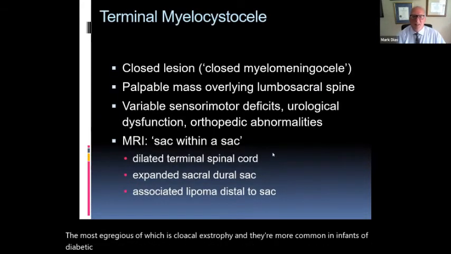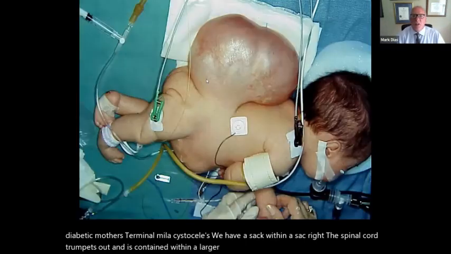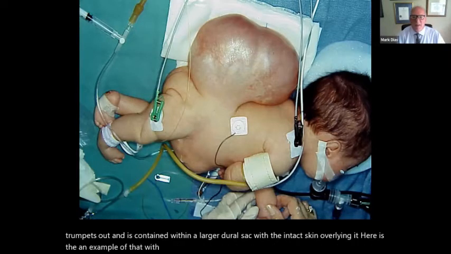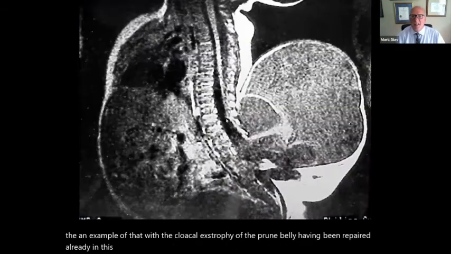Terminal myelocystoceles, we have a sac within a sac, right? The spinal cord trumpets out and is contained within a larger dural sac with the intact skin overlying it. Here is an example of that with the cloacal exstrophy, the prune belly having been repaired already in this infant. This is the MRI scan showing the sac within a larger sac and typically a lipoma associated with that.